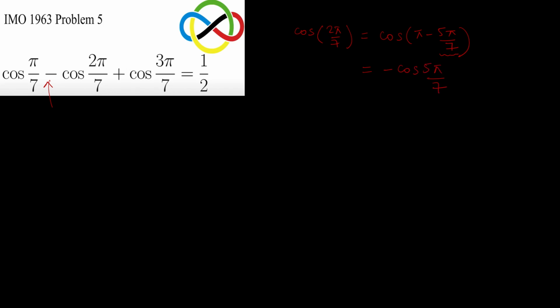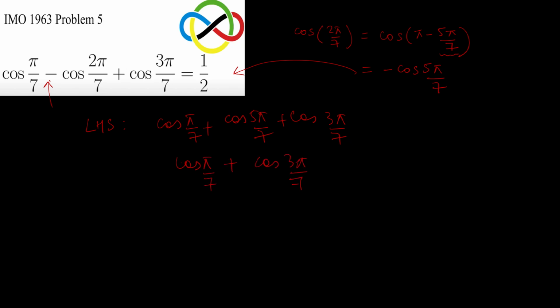Now plugging this back into the LHS of our problem, we get cos pi by 7 as it is. Now minus minus becomes plus, cos 5 pi by 7 plus cos 3 pi by 7. Rearranging, I can write cos pi by 7 plus cos 3 pi by 7 plus cos 5 pi by 7. Now I lost the factor of 2 here, but still I am getting some sort of pattern, right? 1, 3, 5. So it will be pretty good, as you will see ahead.